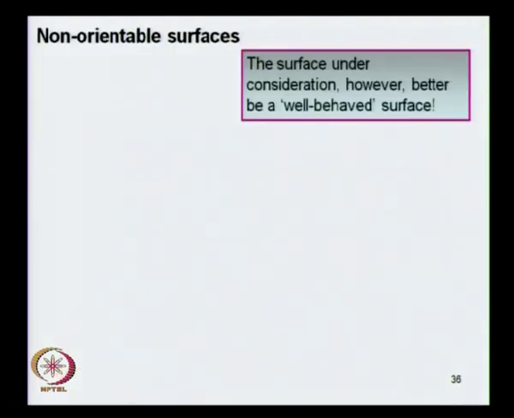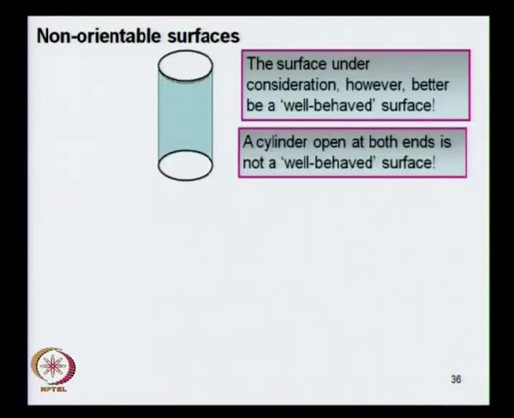The only thing is that the surface must be an orientable surface. So, there are non-orientable surfaces. We discussed some of this when we did unit 8, but I would like to remind you that surfaces which are orientable can be considered. There are certain non-orientable surfaces which we say are not well behaved, and those surfaces have to be eliminated from this consideration. So, the example for this is a cylinder which is open at both ends.